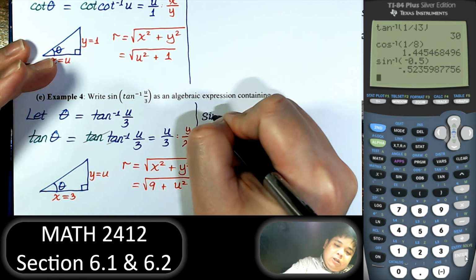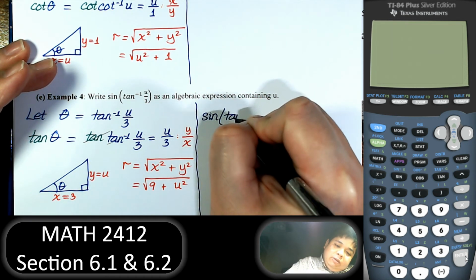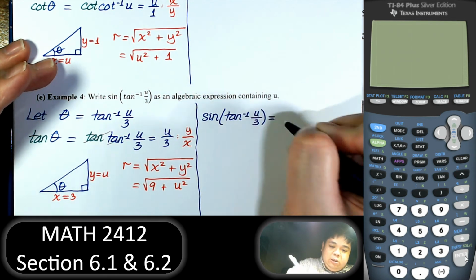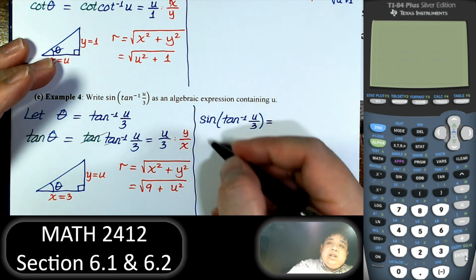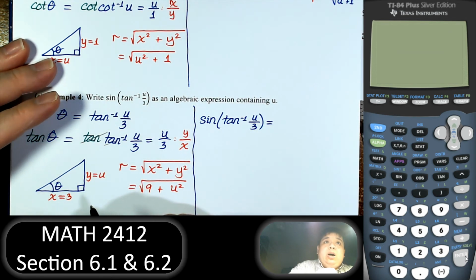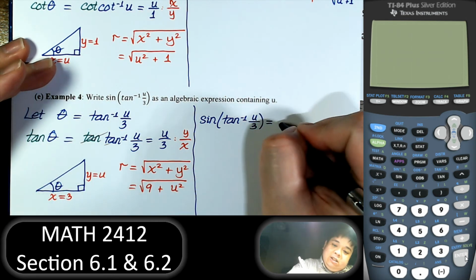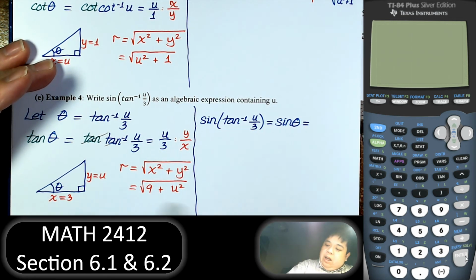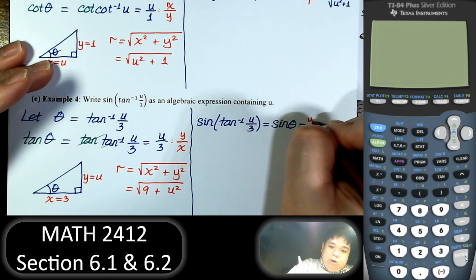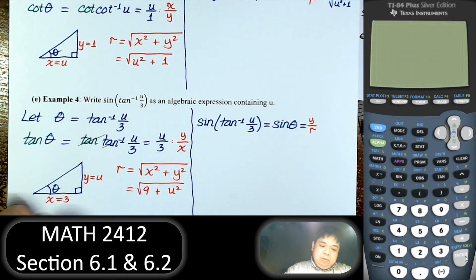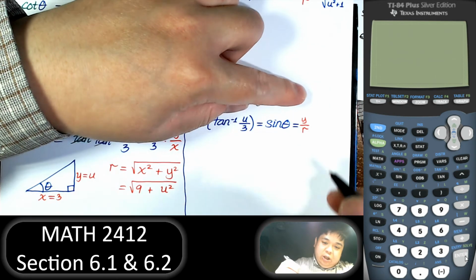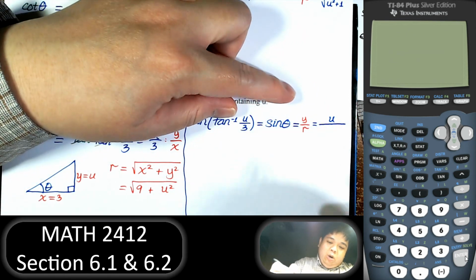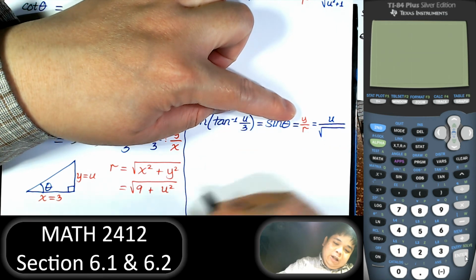So sine of tangent inverse of u over 3, tangent inverse of u over 3 is theta. Sine is y over r, y, which is u, over r, square root of 9 plus u squared.